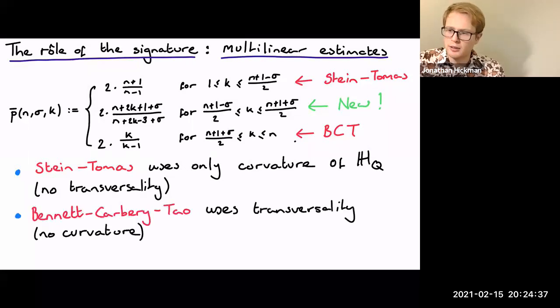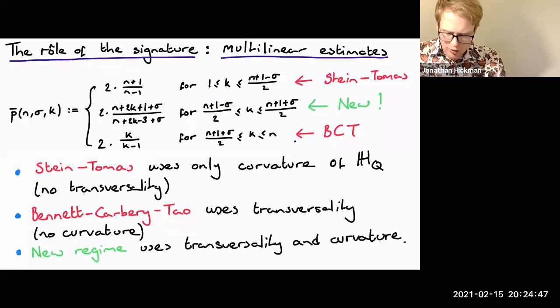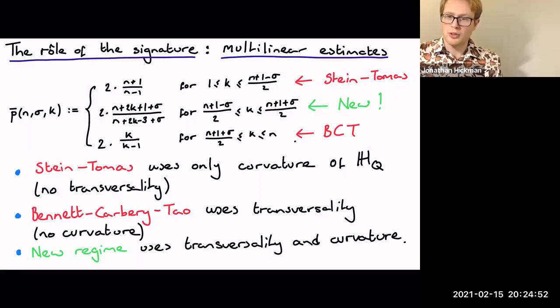At the other end of the scale, the Bennett-Carbery-Tao theorem only uses transversality and it doesn't see the curvature of these hyperbolic paraboloids. Now, in the middle regime, we beat the estimates obtained from Stein-Thomas and also the estimates obtained from Bennett-Carbery-Tao, and therefore we necessarily have to use both features of this multilinear setup. We have to use the transversality in our hypotheses, and we have to use the curvature of the hyperbolic paraboloids. And it's this interplay between these two geometric features of the problem which makes the new regime somewhat subtle.